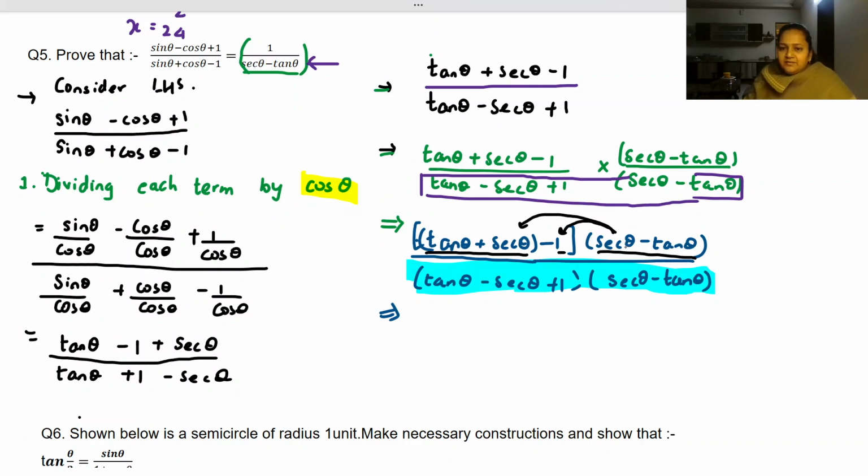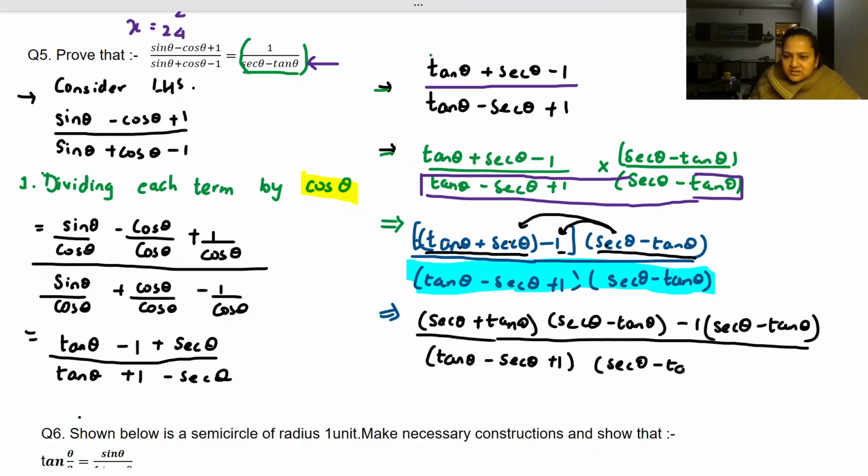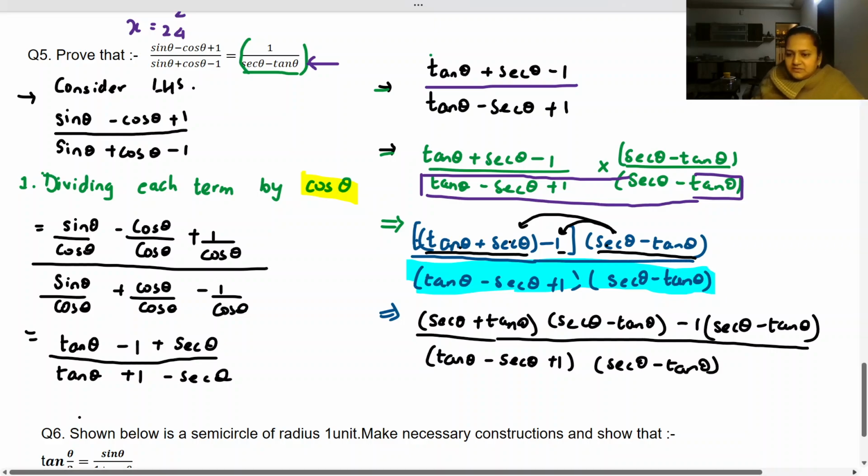If you see, we have sec theta plus tan theta into sec theta minus tan theta, and the minus 1 times sec theta minus tan theta. As told, nothing to do in the denominator. We'll just rewrite it as it is. We are going to get tan theta minus sec theta plus 1 into sec theta minus tan theta. Right? We've understood till here.